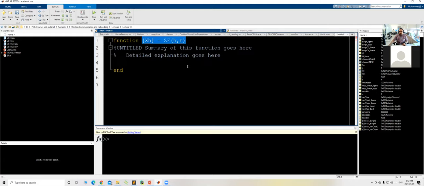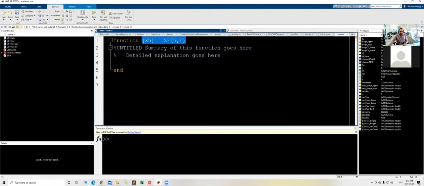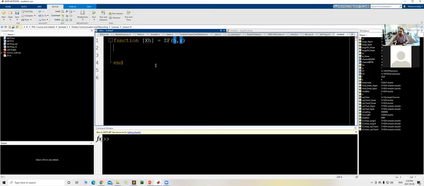So let's go and work on this function. First of all, I should save it. Okay, I saved it, and now let's work on it. So what to do with this one? Let's say I should label it: R is the signal at the receiver, and H is my impulse response of the channel. In other words, it is how my channel is behaving.